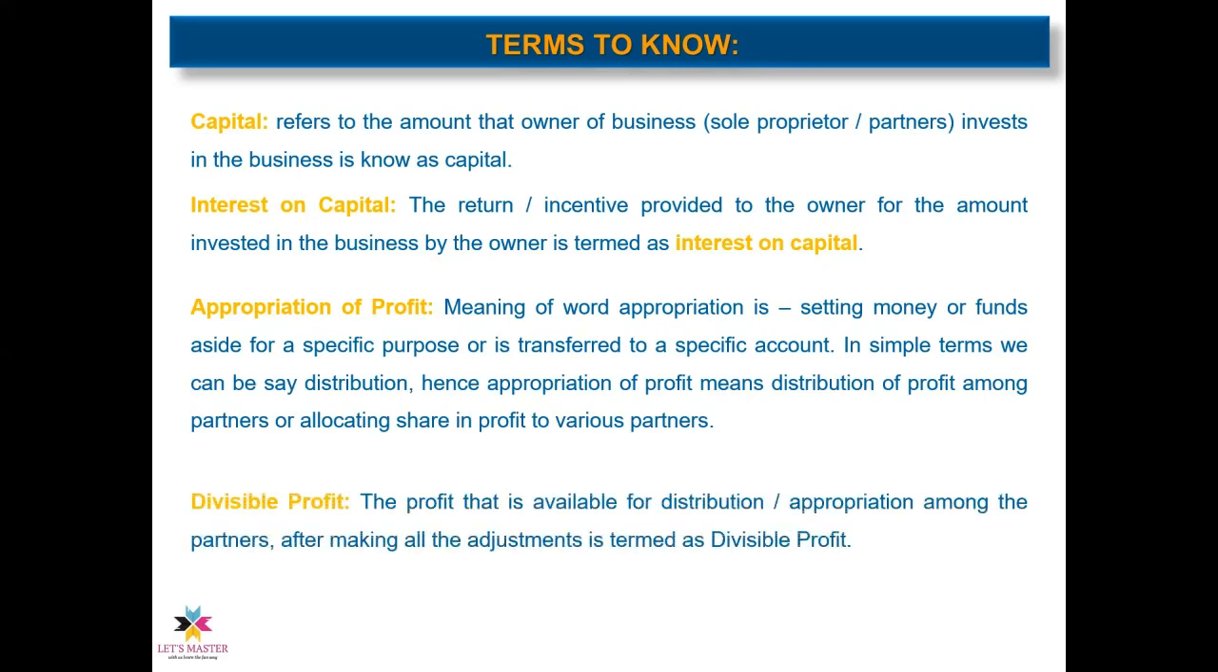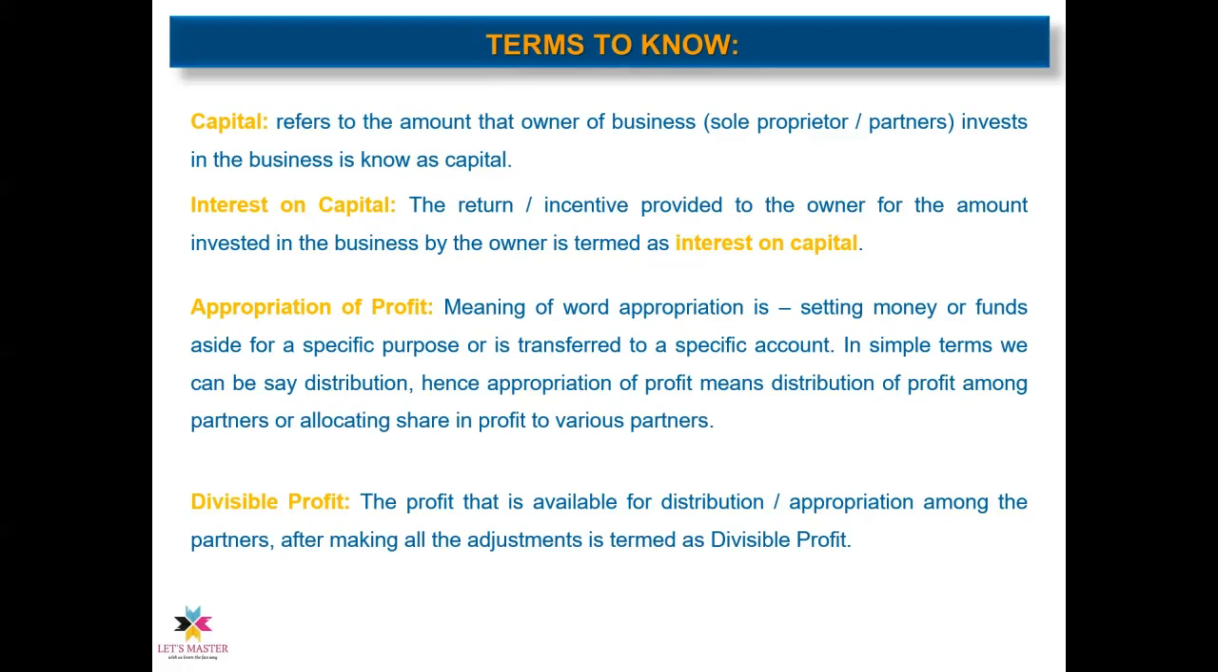Divisible profit. The profit that is available for distribution or appropriation among the partners after making all the adjustments is termed as divisible profit. In the subsequent slides, we will go through a detailed calculation of how the divisible profit is calculated. Because in our previous session, we have discussed that the net profit is calculated in profit and loss account, and then the net profit is transferred to profit and loss appropriation account.